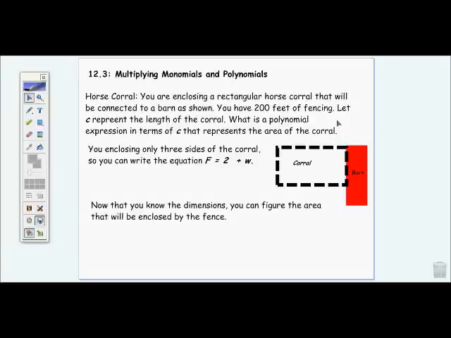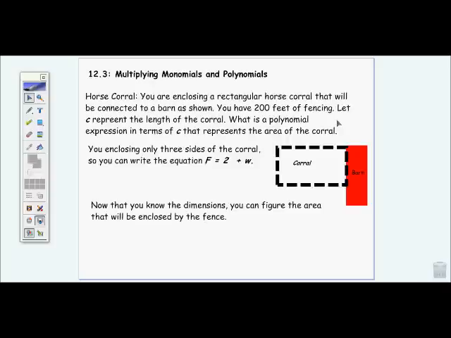12.3 is going to talk about multiplying monomials and polynomials. Our monomial is going to be what we're going to use to do the distributing. So we're going to start with a real life one, horse corral. You are enclosing a rectangular horse corral that will be connected to a barn as shown. Your barn is that red area. You have 200 feet of fencing, and that's the dotted line.